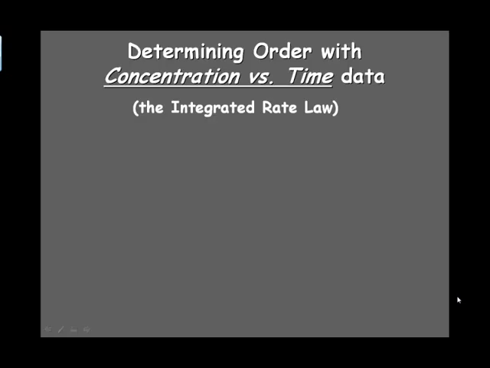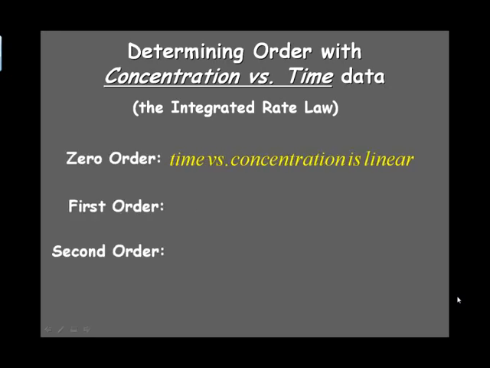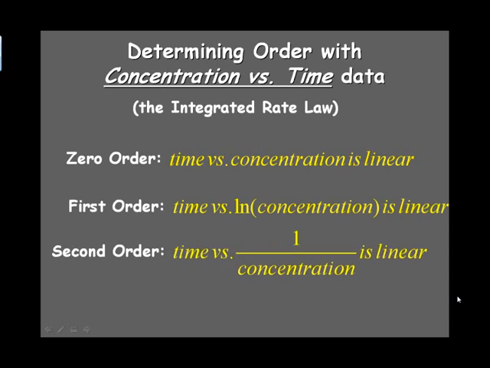Now the second type of rate law is the integrated rate law. This rate law is determined by graphing, and it is concentration versus time data. If the reaction is zero order, then the time versus concentration graph will be linear. If the reaction is a first order reaction, then the time versus natural log of the concentration would be linear, and if it is a second order reaction, the time versus 1 over the concentration would be linear.